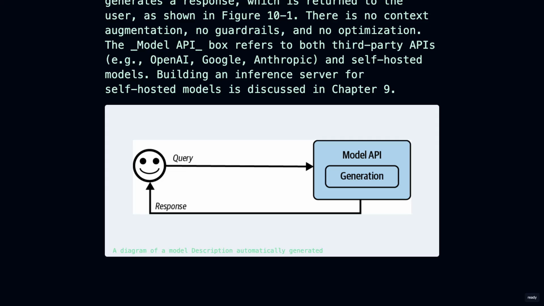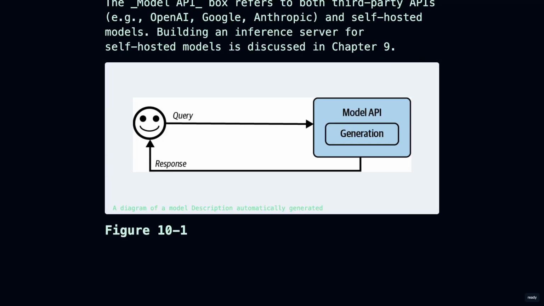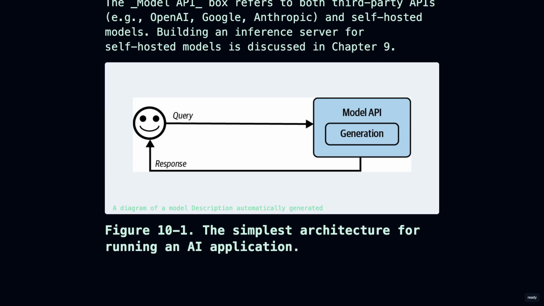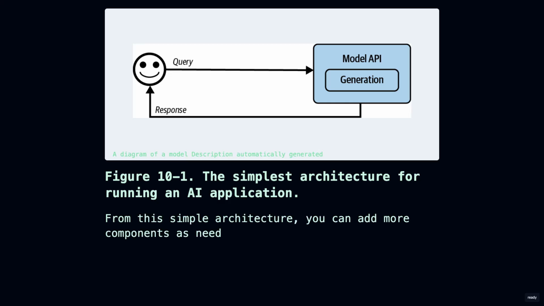This image shows a diagram of a model description automatically generated. Figure 10.1. From this simple architecture, you can add more components as needs arise.